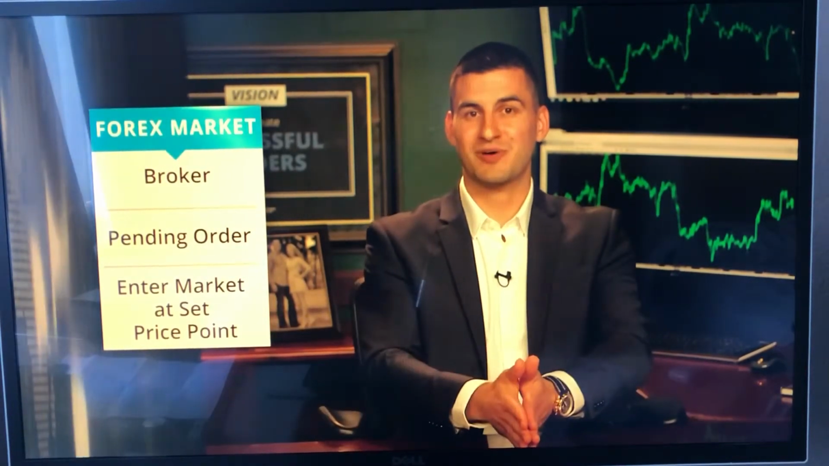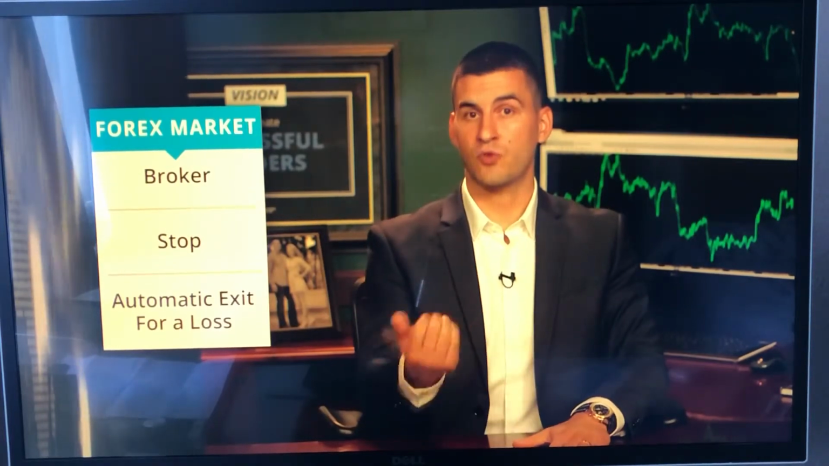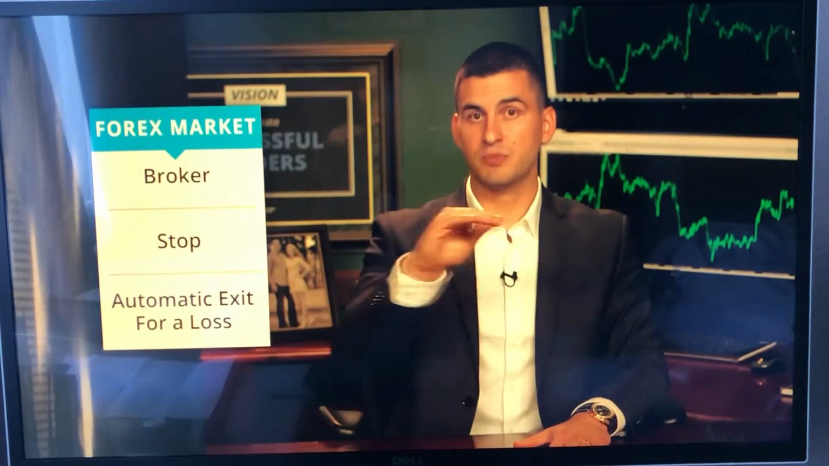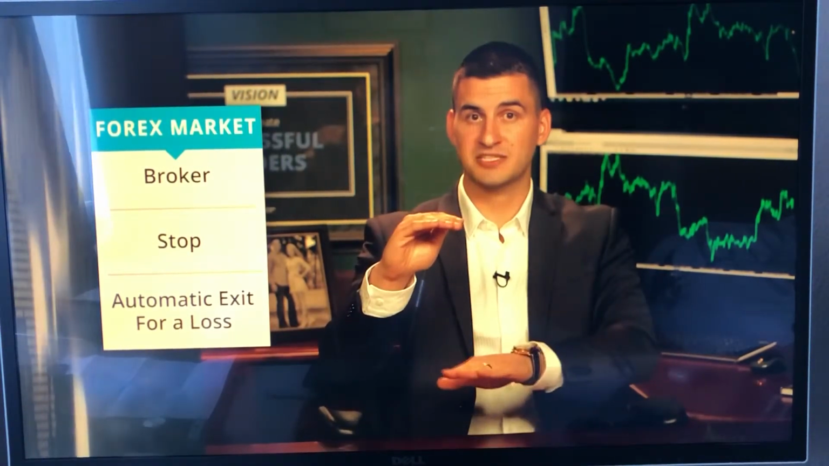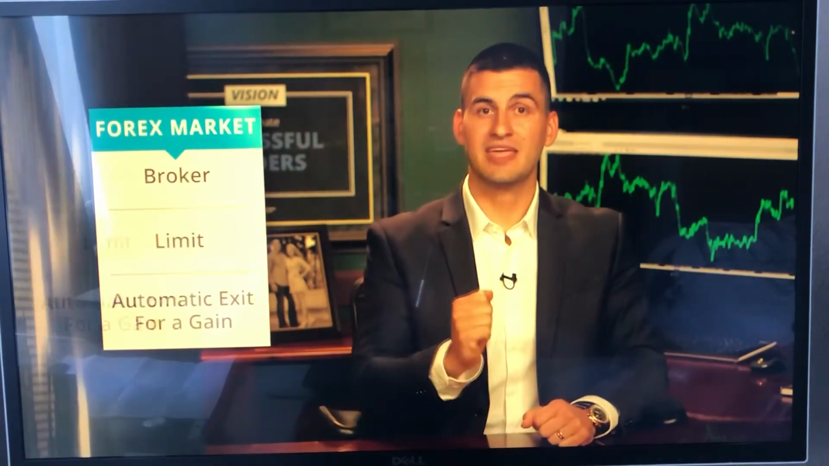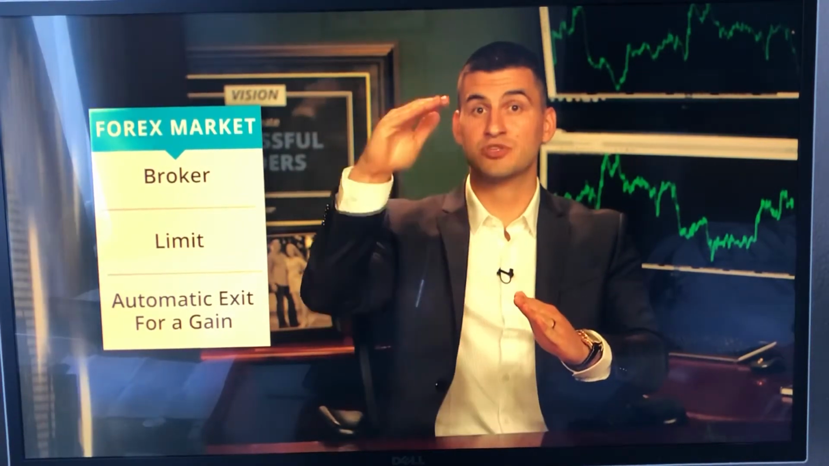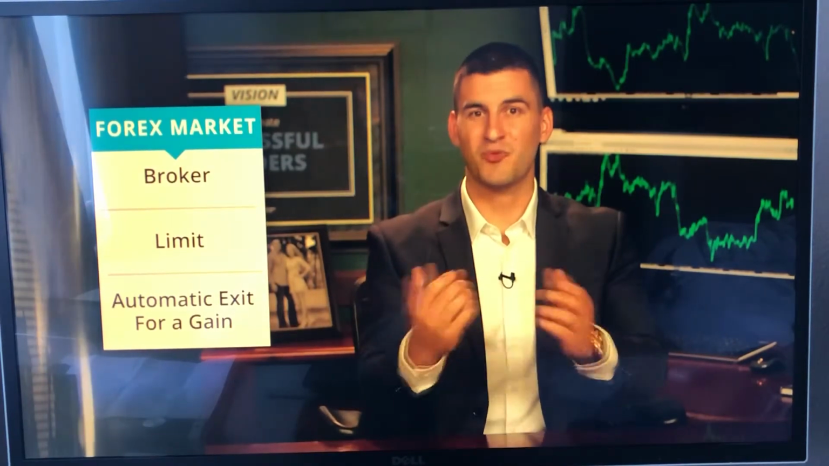Now, after you enter into the market, you have what's called a stop and a limit. You don't have to use them, but it's important that you understand what they are. A stop is an automatic exit for a loss. You can predetermine how much you're willing to lose. For example, if you enter into the market buying and the market goes against you and you have a stop price, once your stop price is hit, you automatically close the position with a loss. A limit is an automatic exit for gain. So for example, if you're buying the market and then the market goes your way and it hits your limit price, you automatically exit the position with a profit.